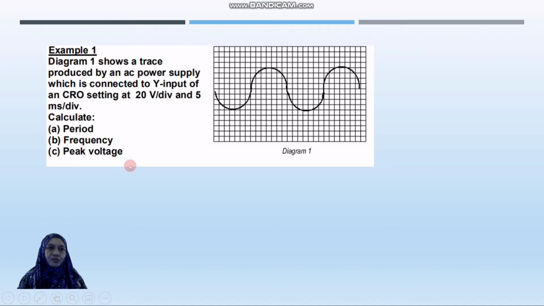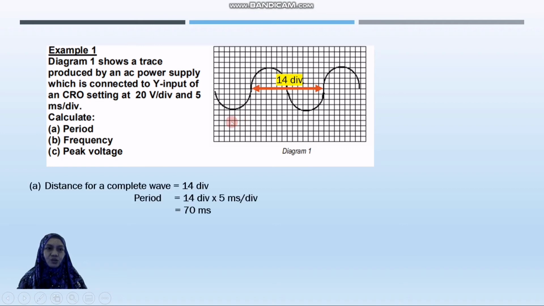So how to find the period? So what is a period? Period means the time taken to produce one complete wave. So these 2 points are considered as one complete wave. So how to find the period? It looks like the displacement between these 2 points is 14 division. So by this, we can find the period. So 14 division multiplied with the setting on the time base. So the period is 70 millisecond.